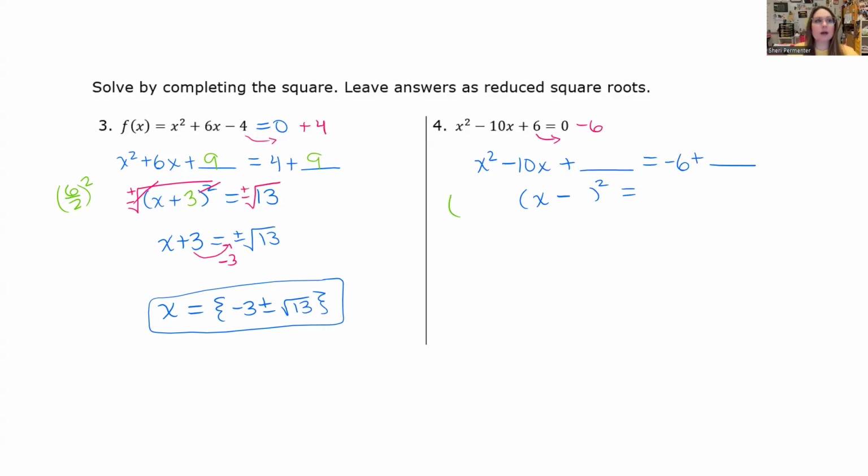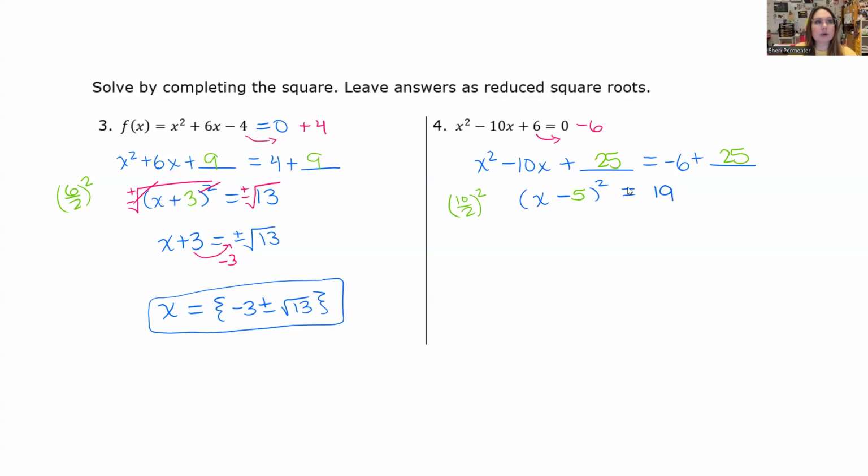So I have b. What is b? 10. So I have 10 divided by 2 squared. What's in parentheses stays in parentheses. So what's 10 divided by 2? 5. What's 5 squared? 25. What you add to one side, you have to add to the other. What's 25 minus 6? 19.